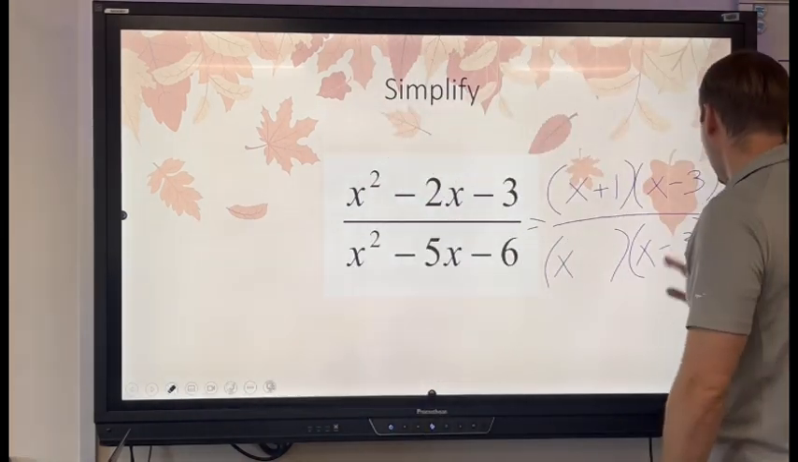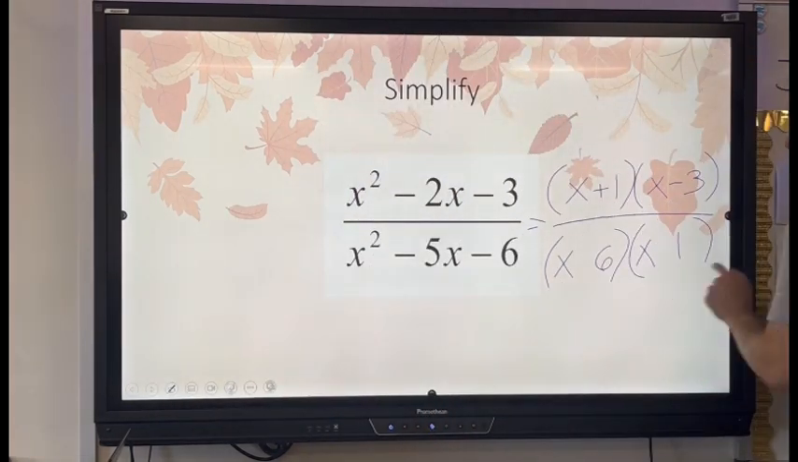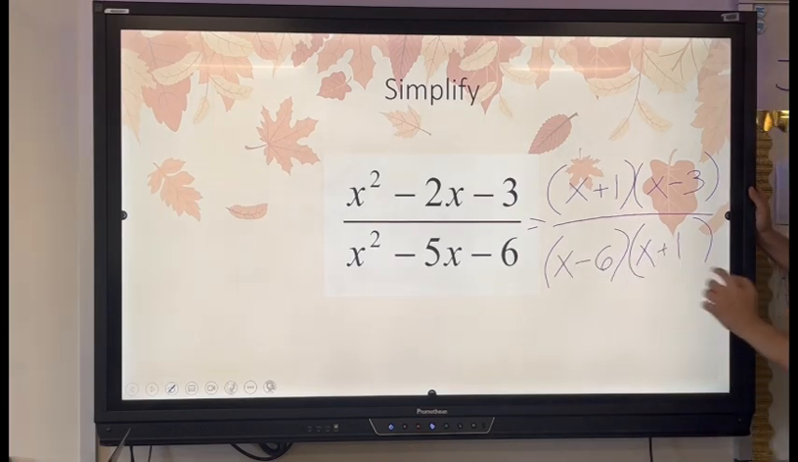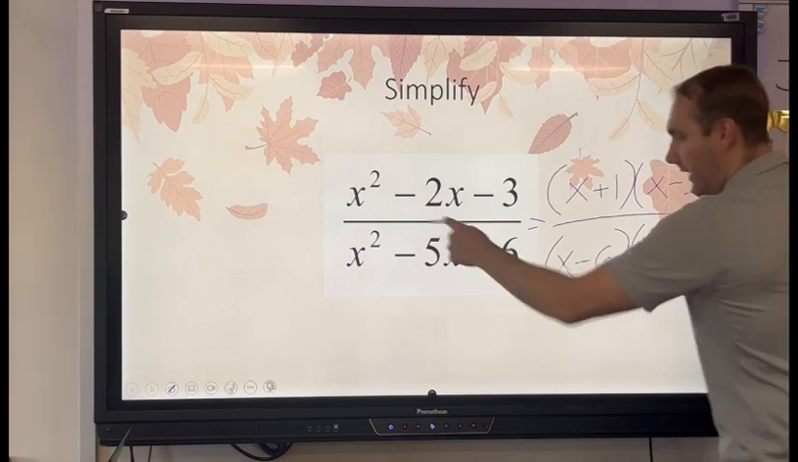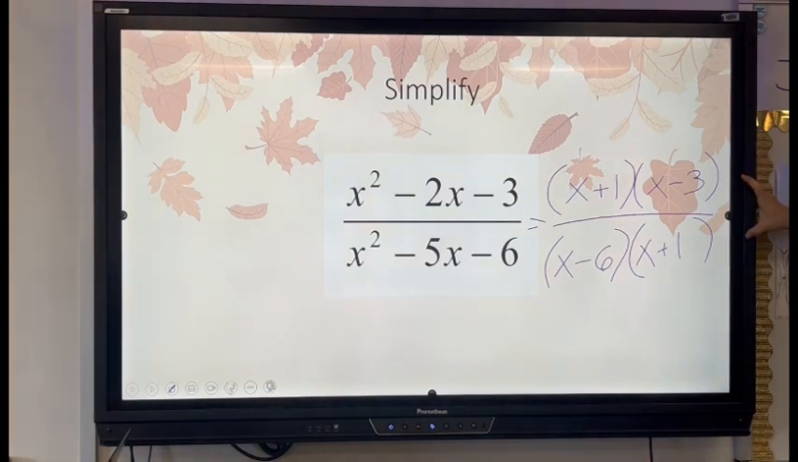Some had said 6 and 1. Let's try 6 and 1. I know my 6 has to be negative, right? Which makes that positive. So this gives me a negative 6x. This gives me a positive x, which gives me a negative 5x. So there we go. So looks like I am factored on the top and the bottom.